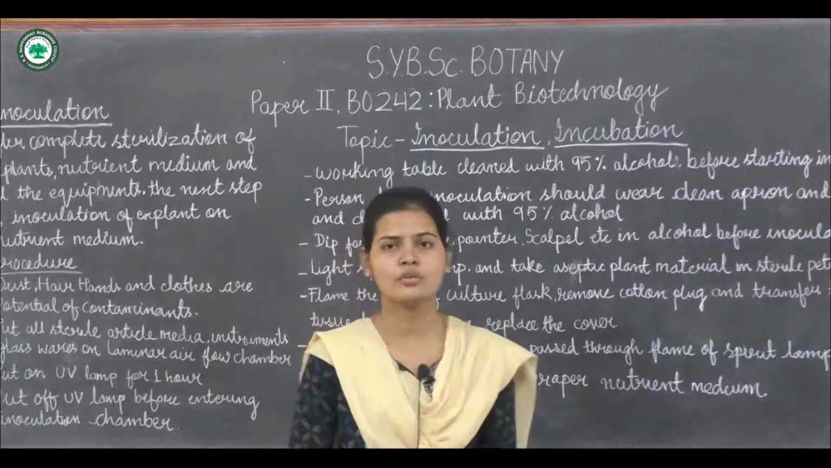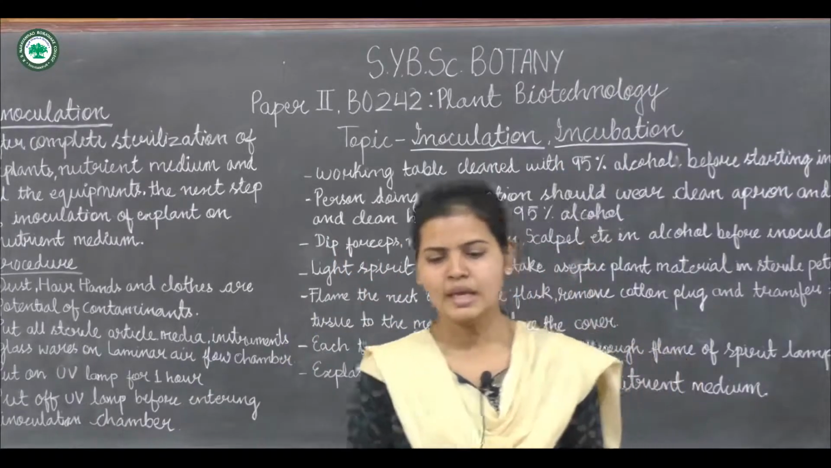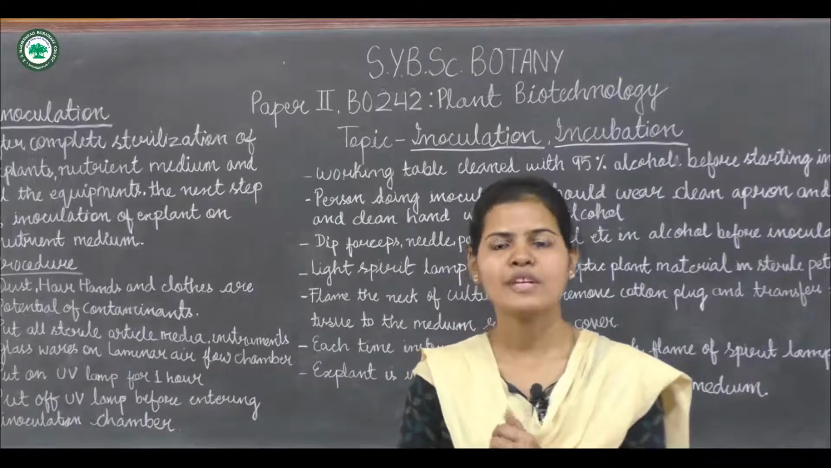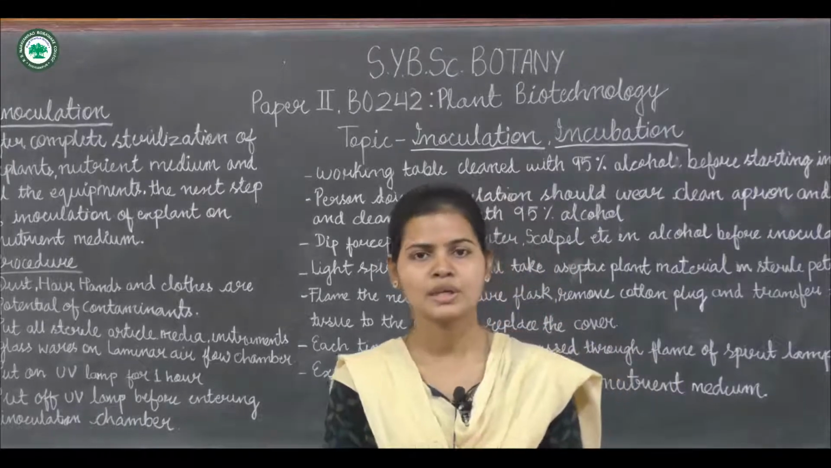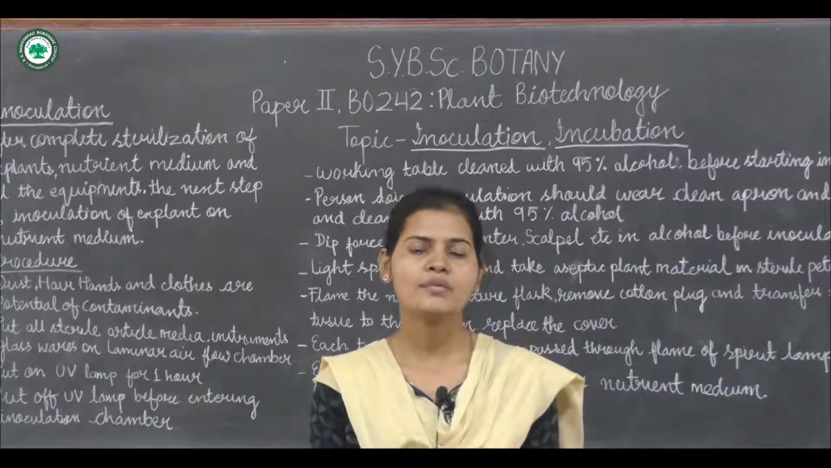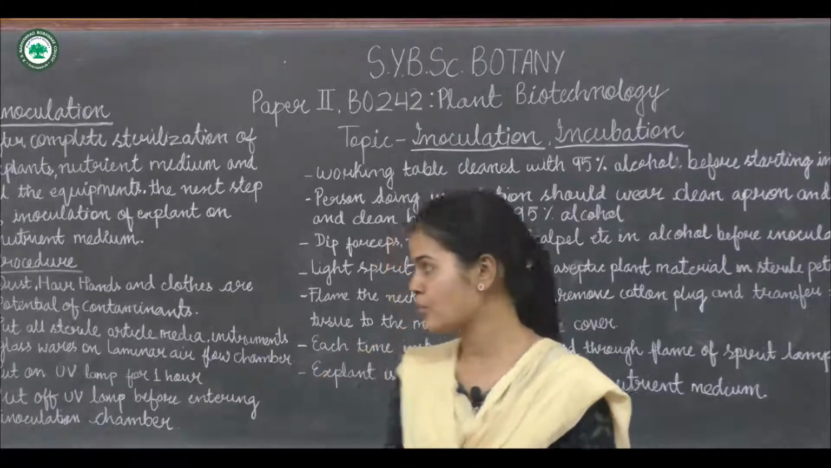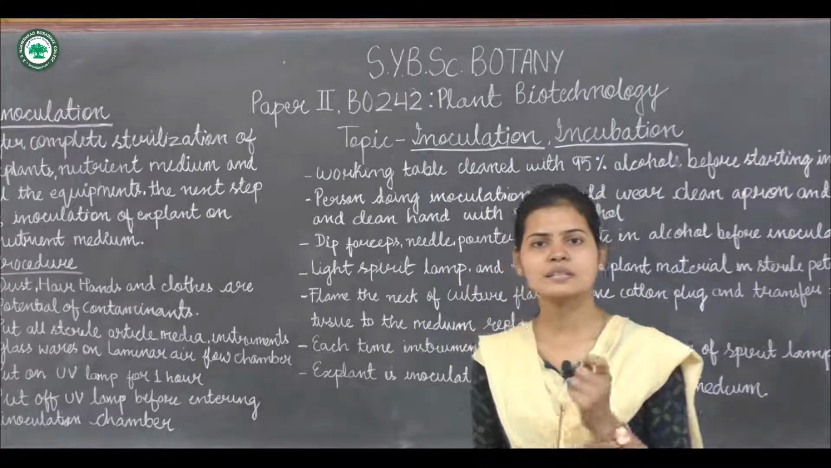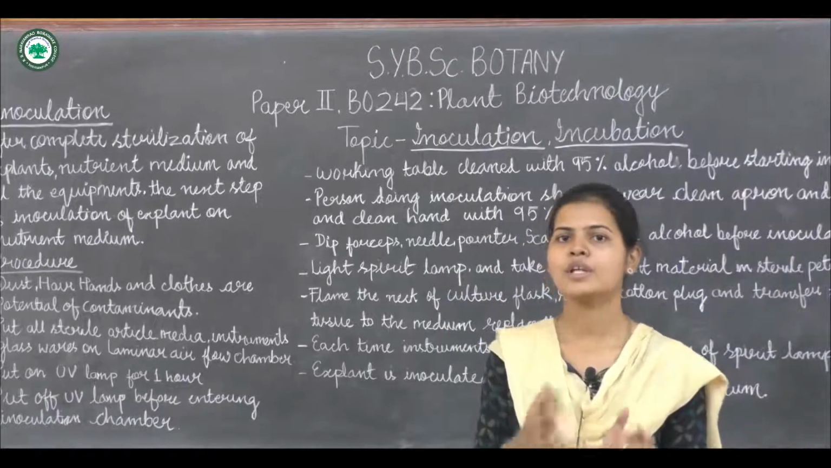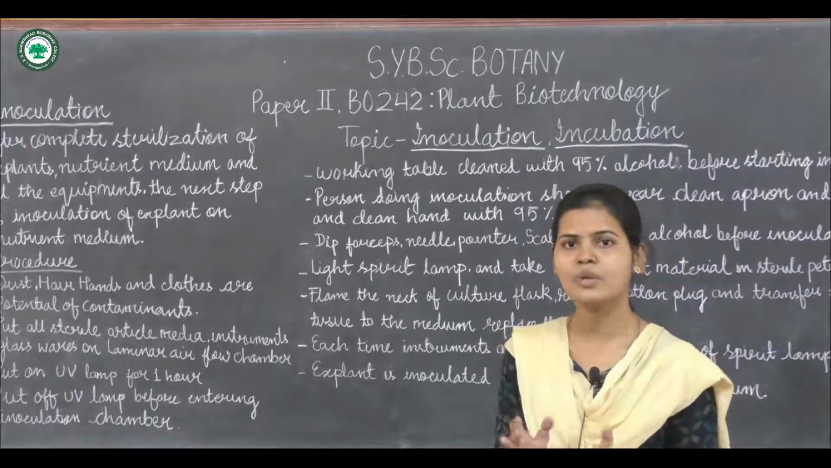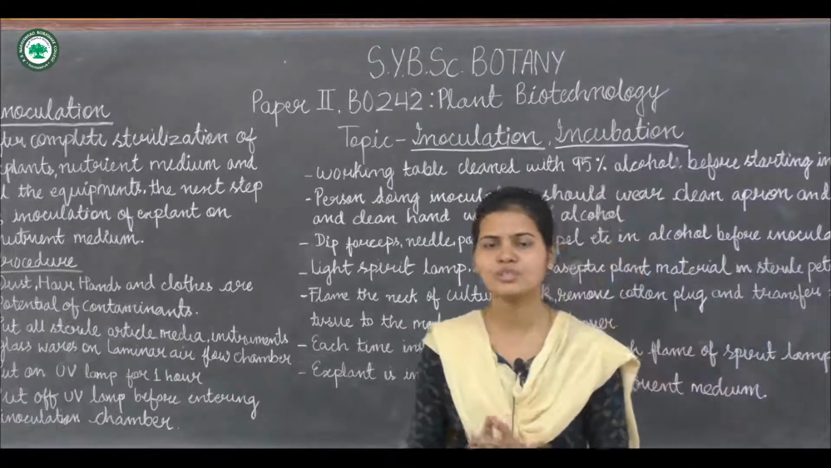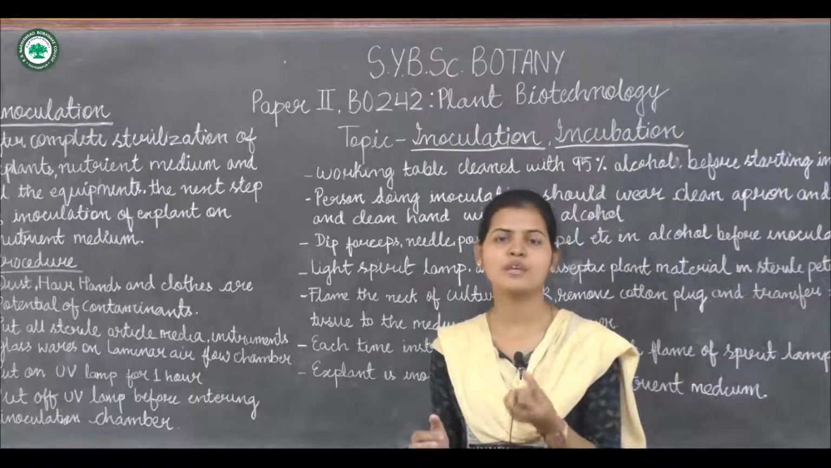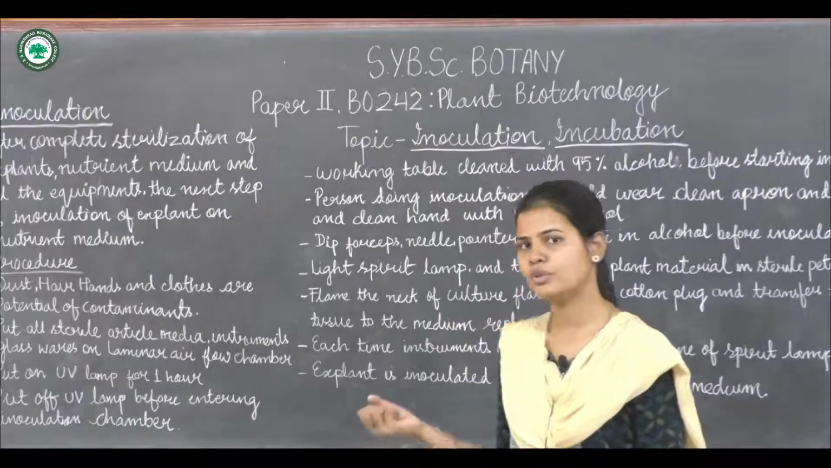So what is inoculation? In the earlier step, we have taken a particular explant, and from that we have to grow a new plantlet. So in inoculation, we are taking the sterile explant and putting it onto a medium. That can be called inoculation. Inoculation means putting our explant or material on a nutrient medium.